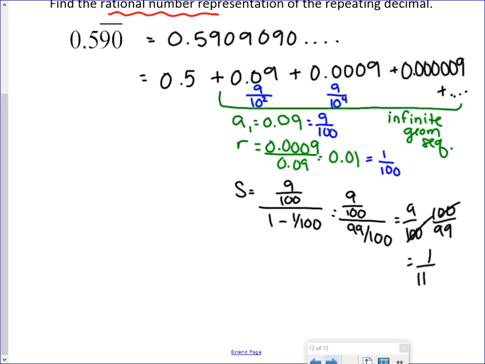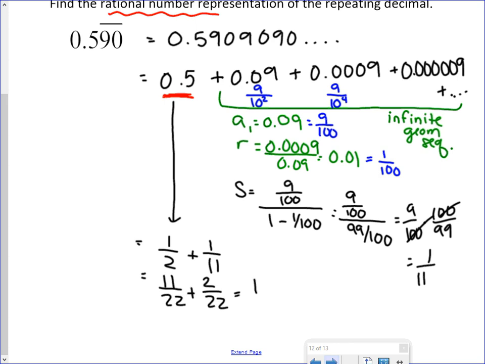All right, so that's not the whole thing, right? That's just the repeating part. 909090. So don't forget about this guy at the very beginning. That's 1/2 plus the sum of everything else, which is 1 over 11. What's a good common denominator? 22. 11 over 22 plus 2 over 22 is 13 over 22. Yay!